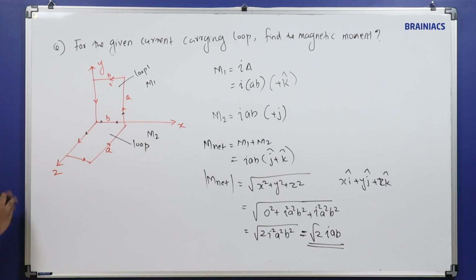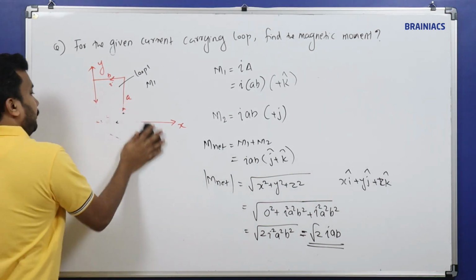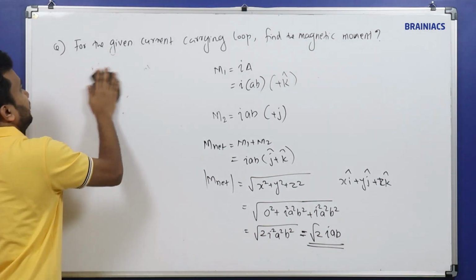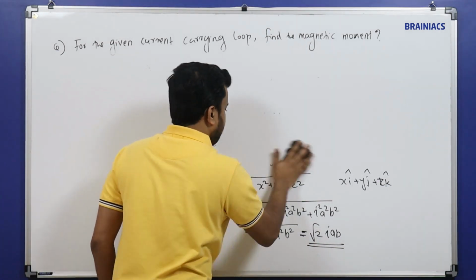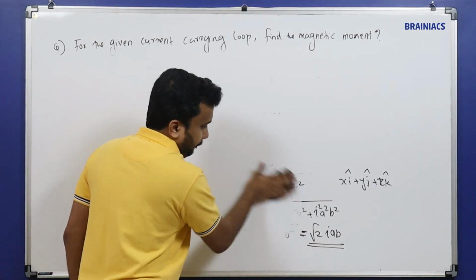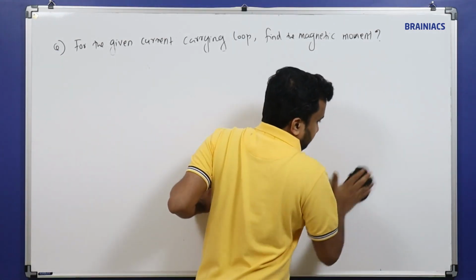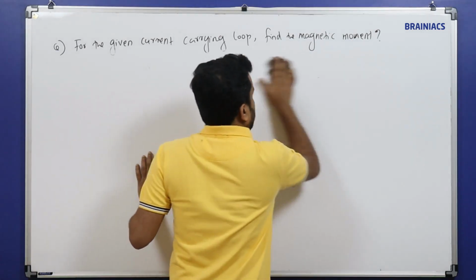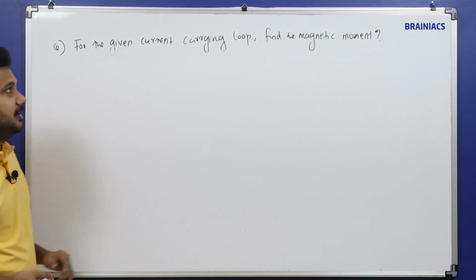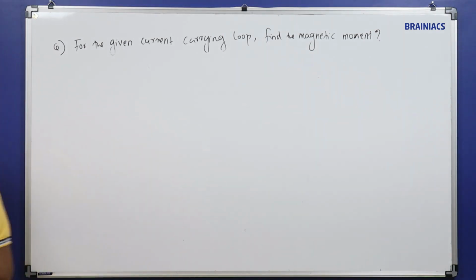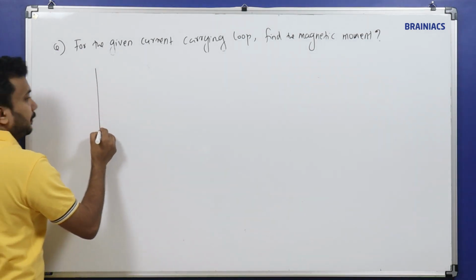Fine. So we'll go to one more question, then we'll see the strength of our knowledge. Before that, I need to give some fundamentals along with the questions I will give you. For the given current carrying loop, find the magnetic moment. We need to find out the magnetic moment for the current carrying loop.